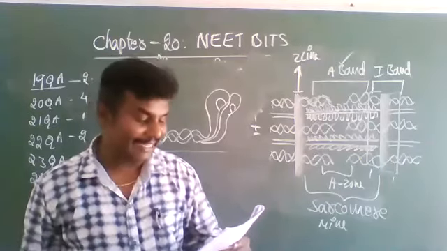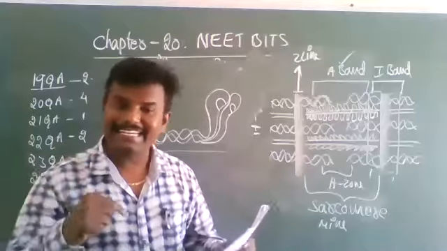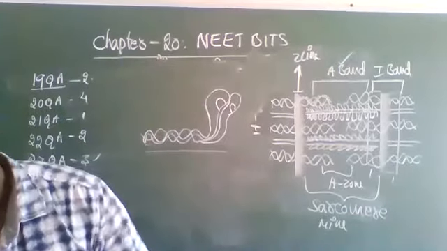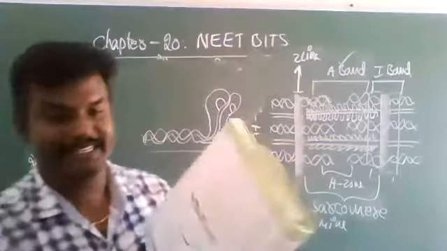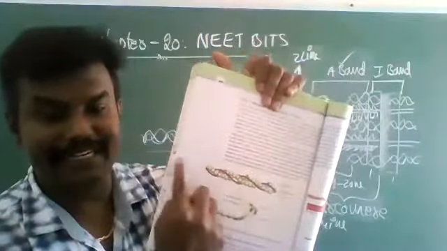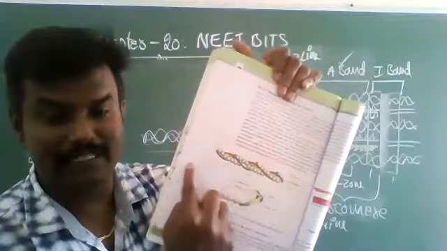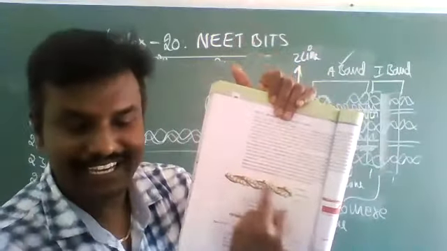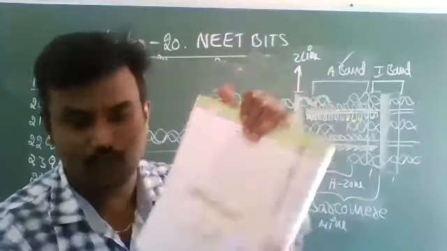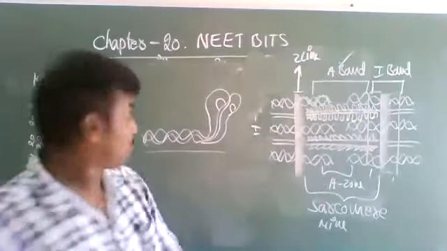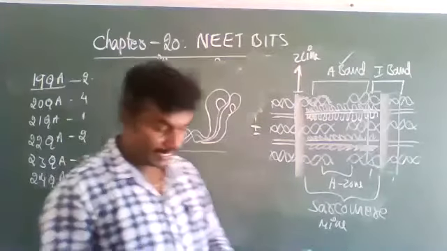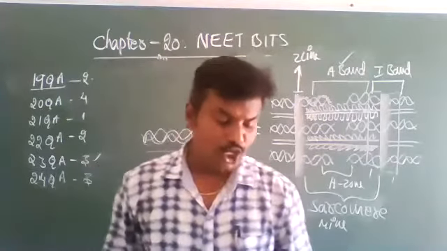Someone said actin. In the actin means what? This is actin. In this region, I did not say ATP binding site. So actin is wrong. Myosin. So the correct option is third. Myosin is correct. Remaining we will see.